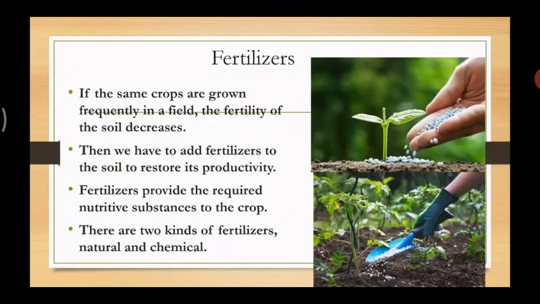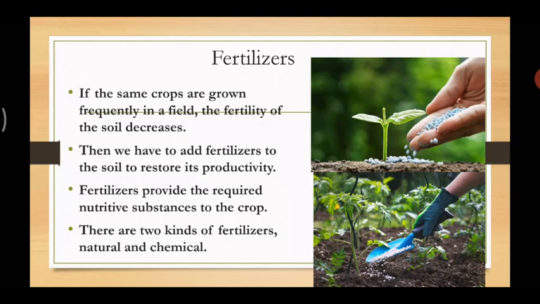Let's move forward. Now, students, do you know that if the same crops are grown repeatedly in the same place, what happens? The fertility of the soil decreases. That means whatever the nutritive value of the soil is, it decreases. Why? Because the soil is being used again and again. What is the reason behind it? Why does the fertility of the soil decrease?